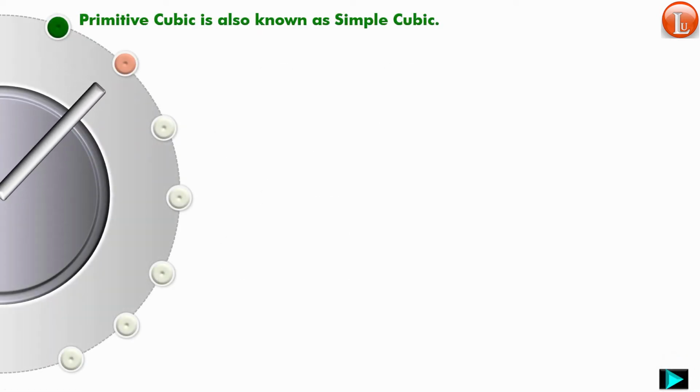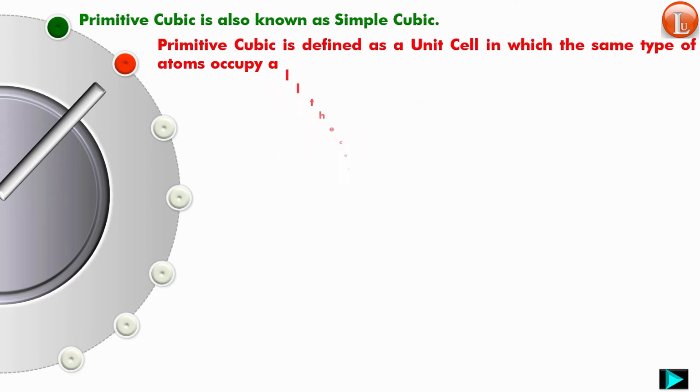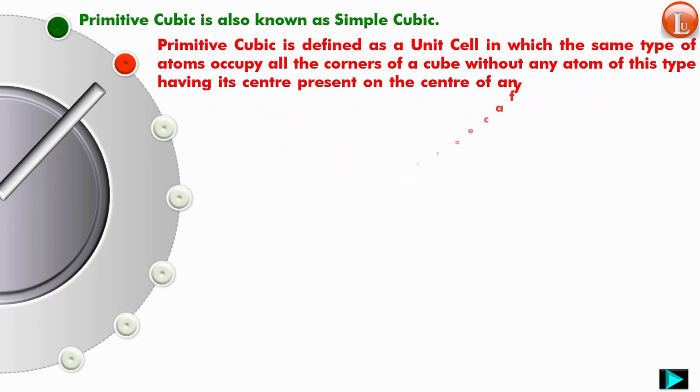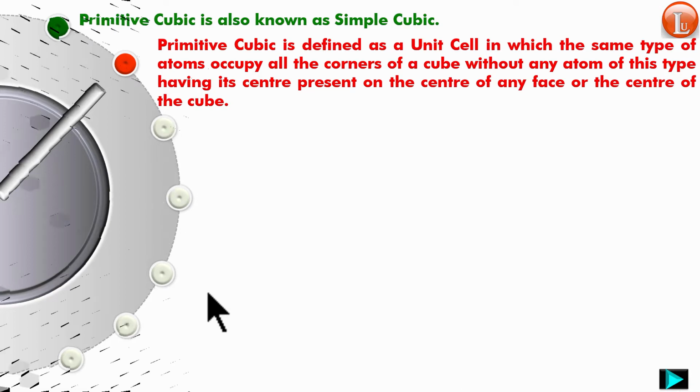So let's go back and see the definition. A primitive cubic unit cell is defined as a unit cell in which the same type of atoms occupy all the corners of a cube without any atom of this type having its center present on the center of any face or the center of the cube or anywhere else in the cube for that matter. Now let's also look at how the unit cell looks.